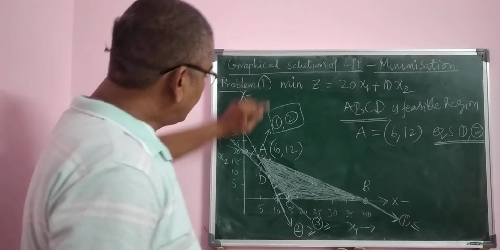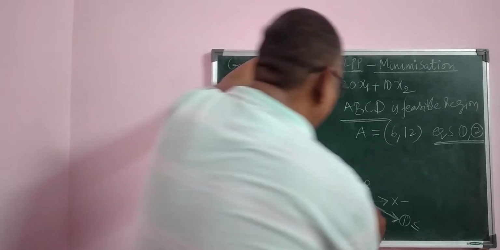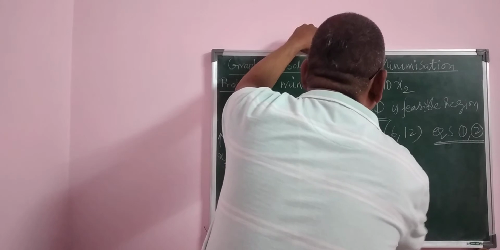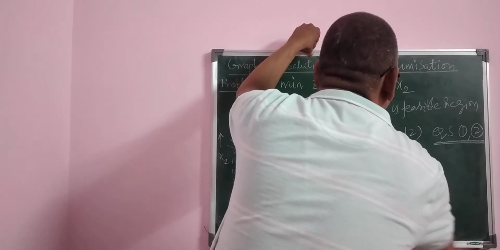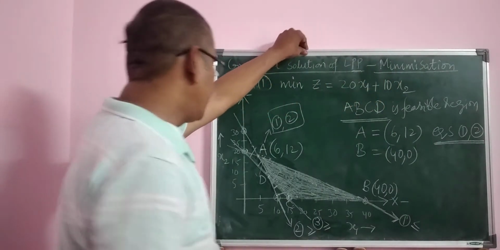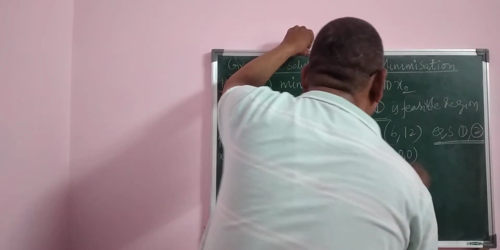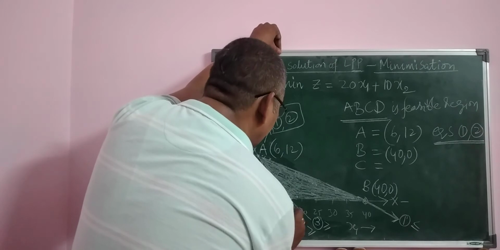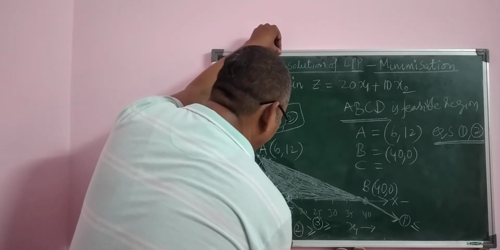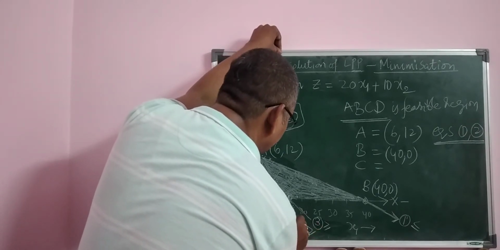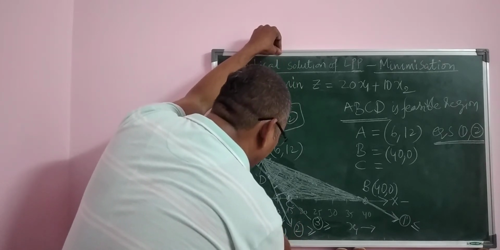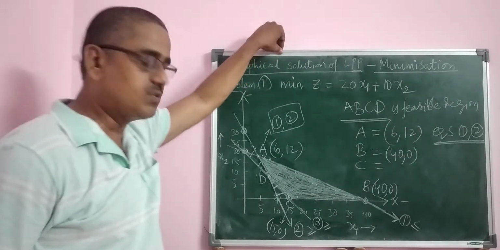Okay, and coming to B, directly we can obtain this. B is equal to (40, 0). No need to solve any other point. C is also directly obtained. C is (15, 0). I am retaining all the values here. Okay, C is equal to (15, 0).